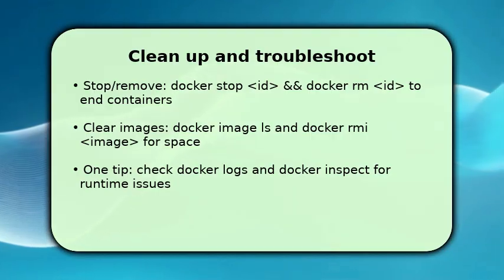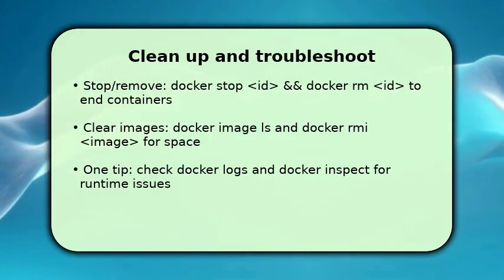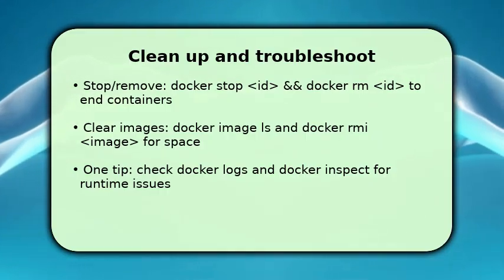If something fails to start, check docker logs for the container and docker inspect for config mismatches. Often a port conflict or missing volume causes failure. If permissions block mounts, make sure the host path is accessible and you run Docker with the correct user privileges.